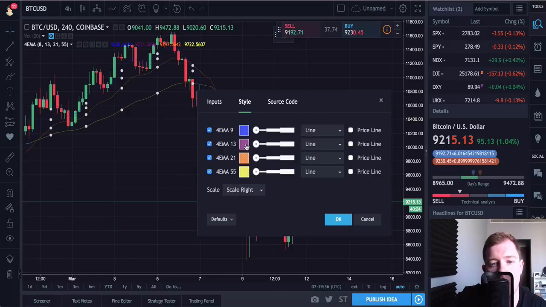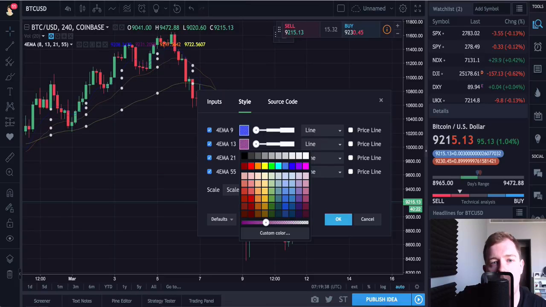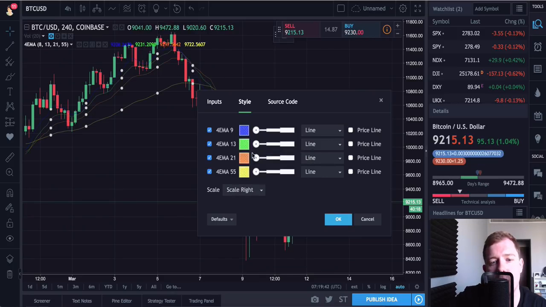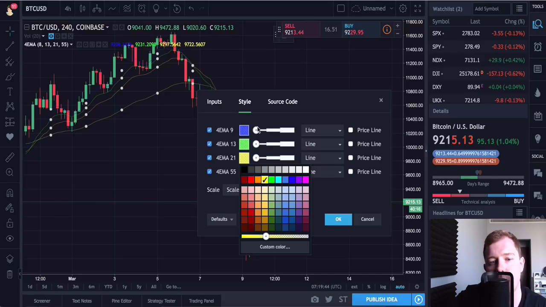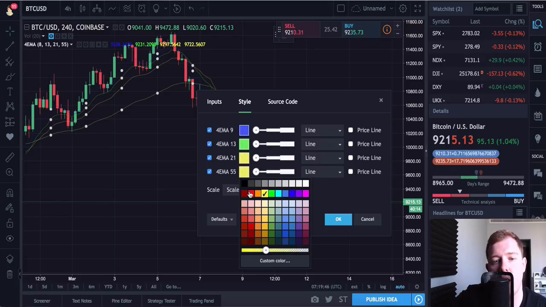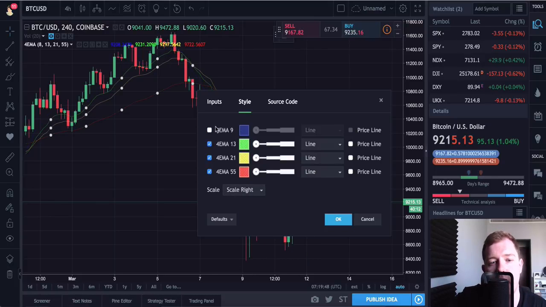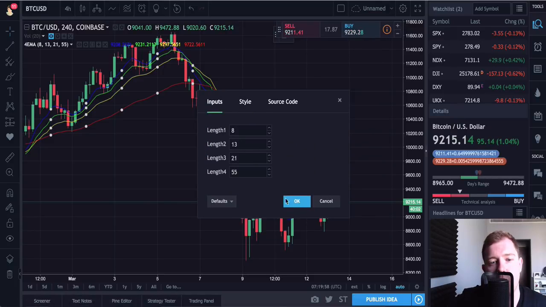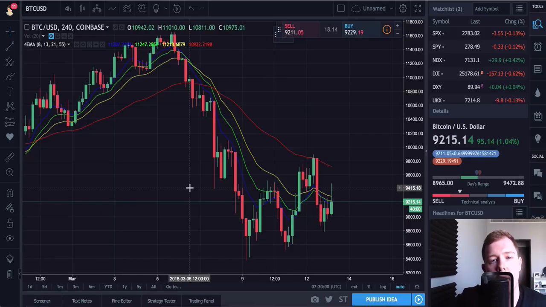Blue's already set. Blue, green, yellow, red, yeah. Blue, we're going to set green. You want to set these to luminous colors so it's easier to see. And red. So blue, green, yellow, red is set there. We want to make sure they're all ticked, and we want to increase the boldness of the line. Just drag this over here. I usually use the third setting. And then inputs are correct: 8, 13, 21, 55, and we click OK.